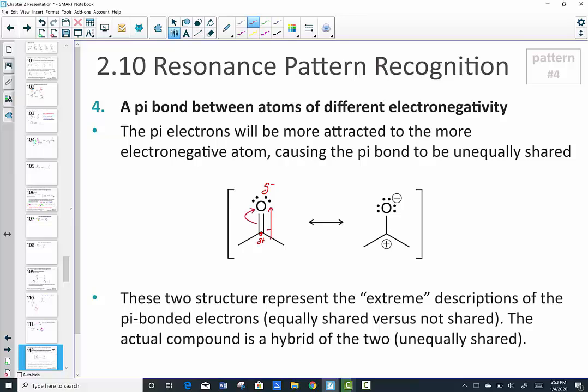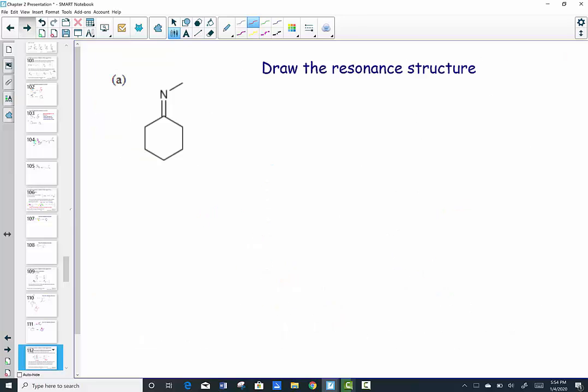That pi bond can be distributed to create formal charges, and we have no formal charges. I would say this is the major contributor, but this is a valid resonance structure. So for example, remember there's a pair of electrons on the nitrogen. They're not there, but we know they are because nitrogen has no formal charge. It has to have 5 electrons assigned to it. Here we have a double bond assigned around that nitrogen.